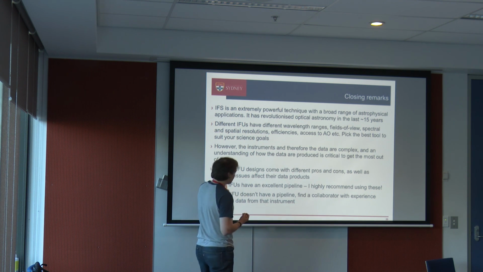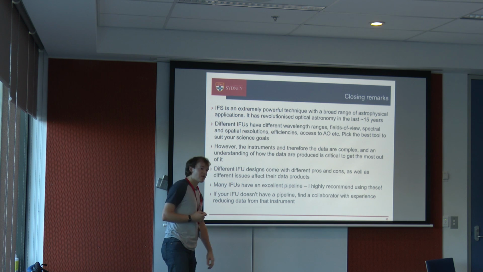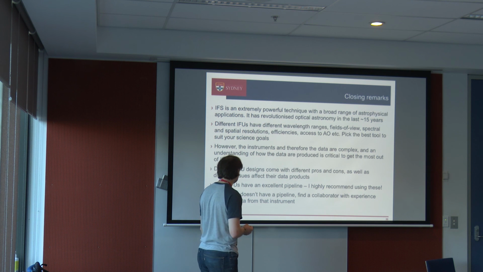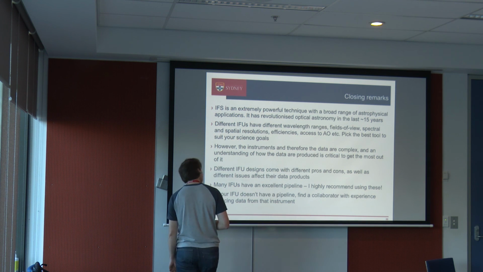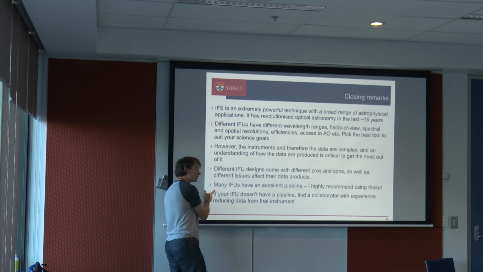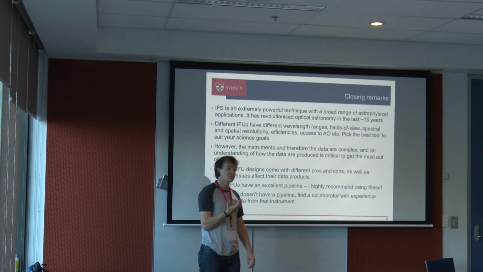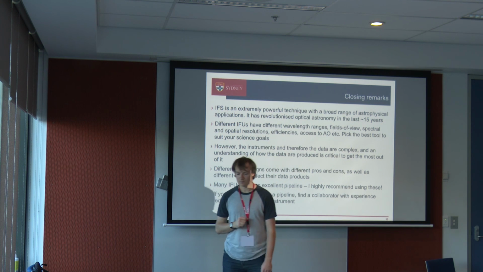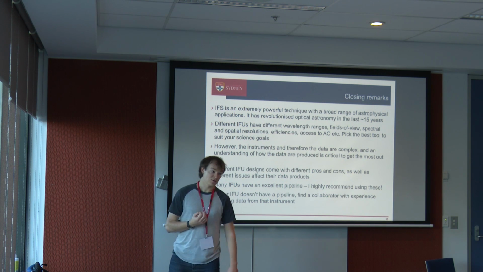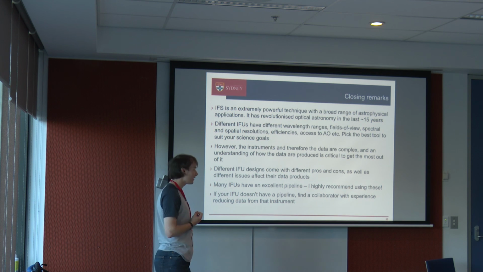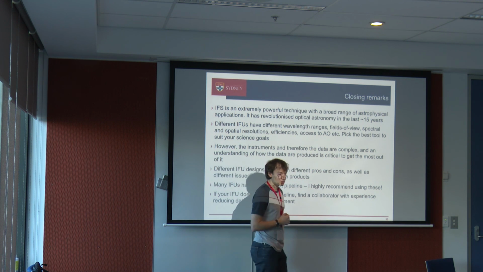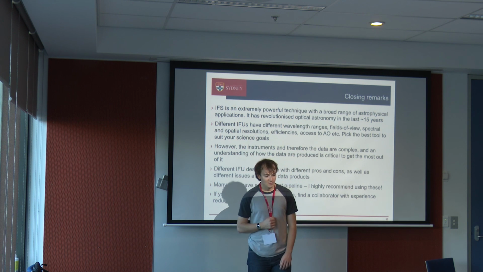Different IFU designs come with different pros and cons, so think about that when you're choosing the IFU you want to do your observations with, as well as when you're reducing the data. And my final two tips are, many IFUs have really good pipelines, so they're complicated, but somebody's already done the hard work for you, in the case of WiFeS, SAMI, SAURON, for example. So if you can, choose an IFU that already has a pipeline. If your IFU doesn't have a pipeline, find somebody who's already reduced the data and get them to do it for you.